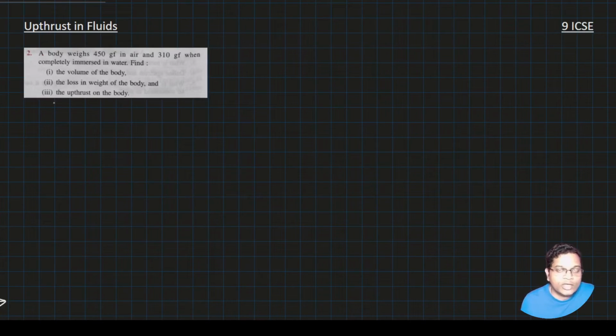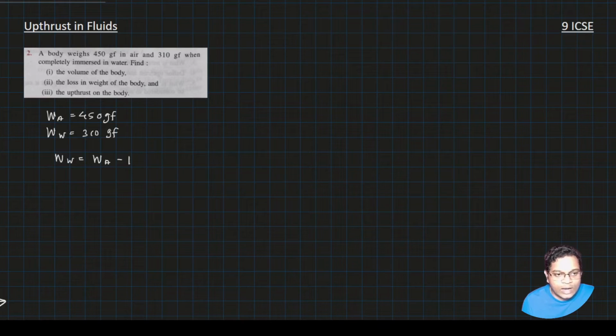In the second question, the information provided is weight in air is 450 gram force. Weight in water is equal to 310 gram force. The following information is required: volume. The weight in water will be weight in air minus upthrust. So therefore, 310 will be 450 minus upthrust. So we get the upthrust is 450 minus 310, and therefore the upthrust is 140 gram force.